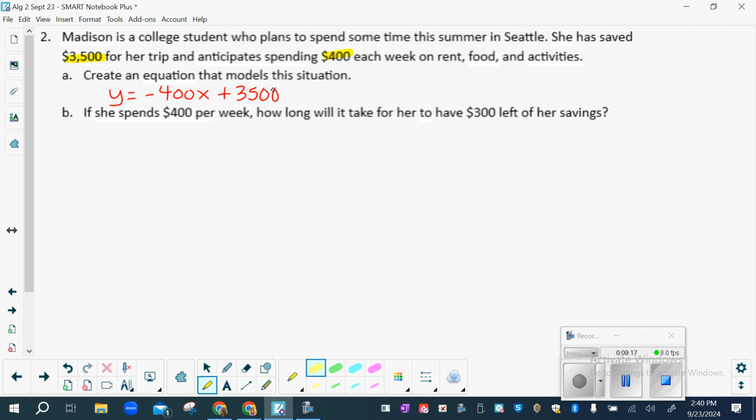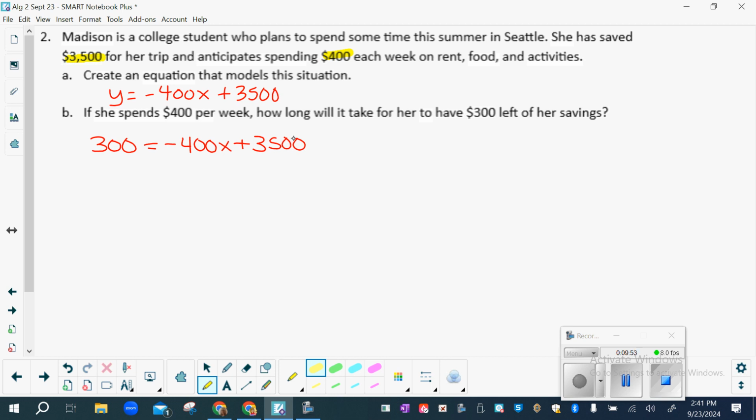That's right. So last question: if she spends $400 per week, how long will it take her to have $300 left in her savings? So what would we do here? What would we do with the 300? Where would it go? In the y. So that's the money. The amount of money is in your y. And set it equal to negative 400x plus 3,500. Questions on how we set it up that way? I think that's probably the hardest part of it.